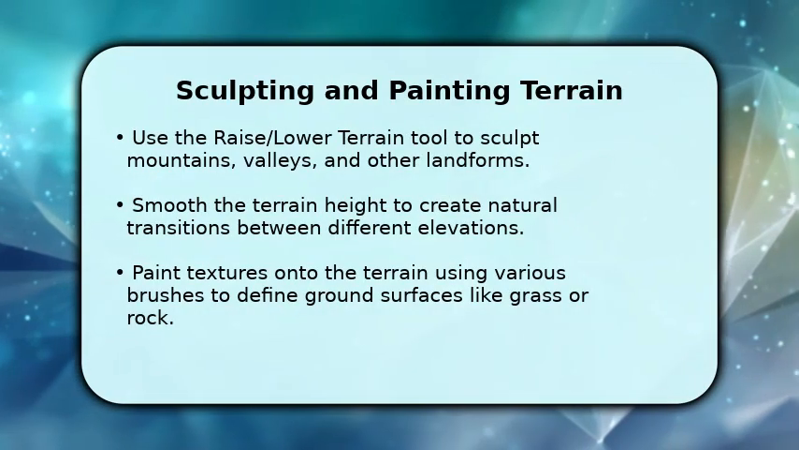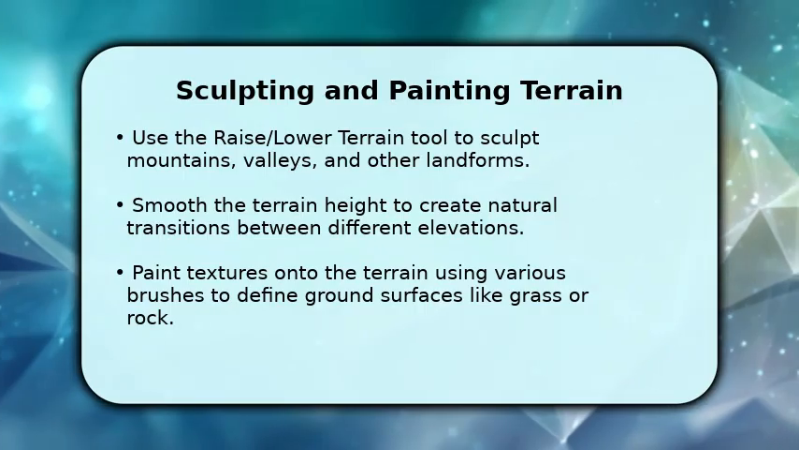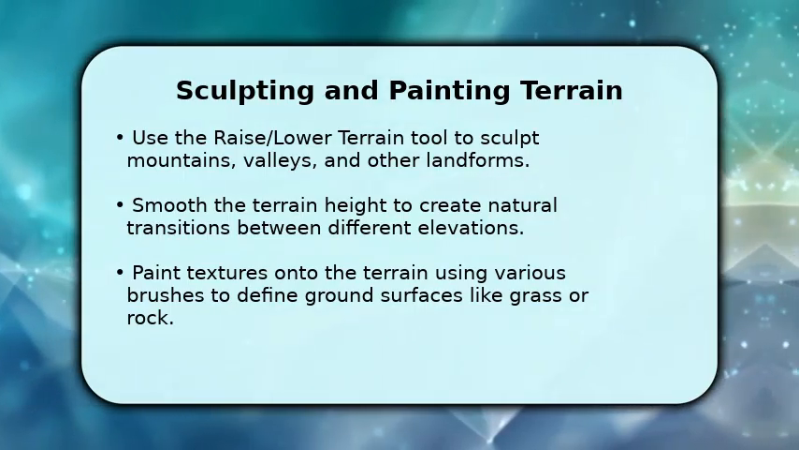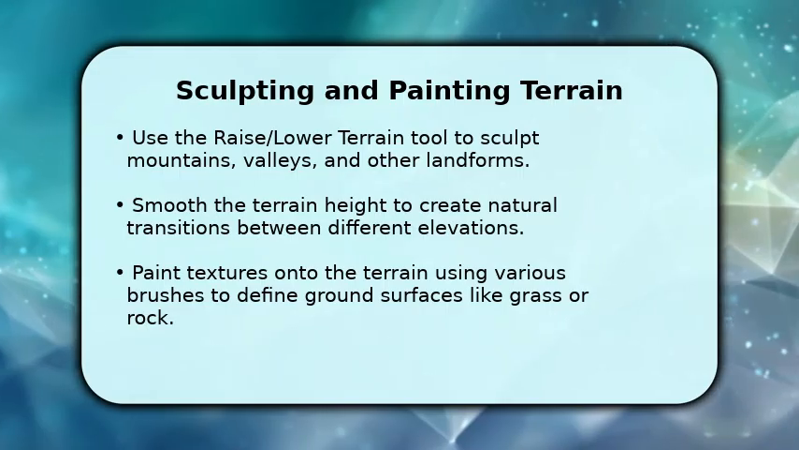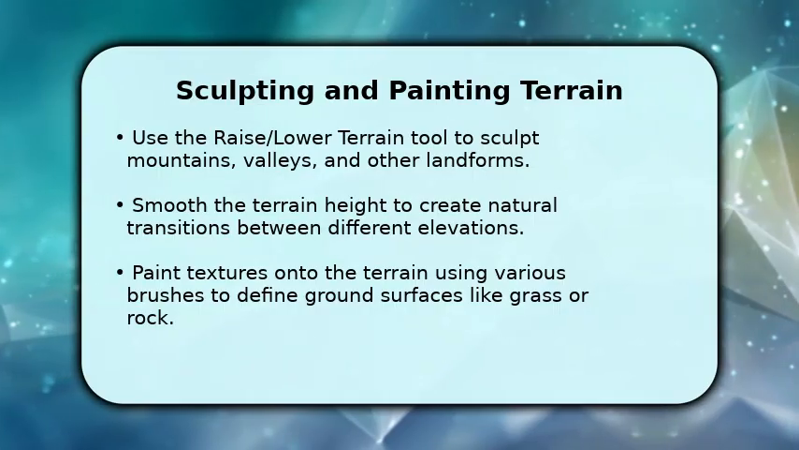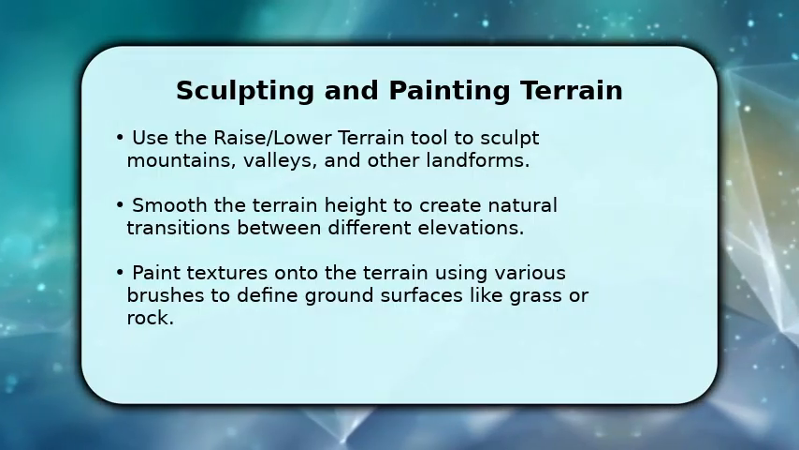Now that you have your basic terrain, let's sculpt it into a dynamic landscape. Utilize the Raise or Lower Terrain tool to form hills and valleys, adjusting the brush size and strength for precise control. Next, use the Smooth Height tool to soften harsh edges, creating natural-looking slopes.